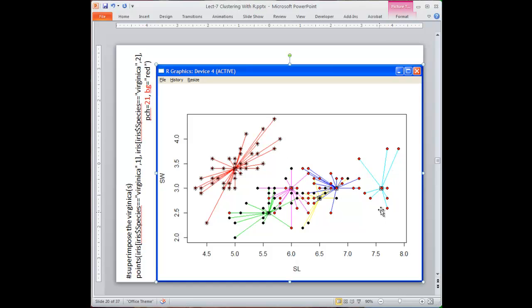It looks like this cluster in here is all virginica, and some of it is in here. A lot of it is in here. The yellow one is mostly the other one, and these are the different clusters. This gives you an idea of how we are superimposing the points of the data set on the clusters.